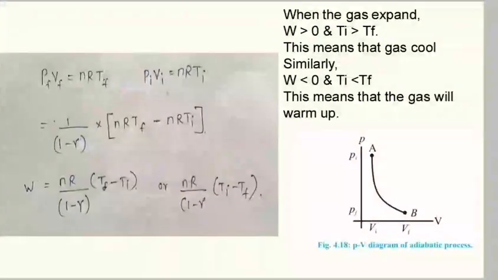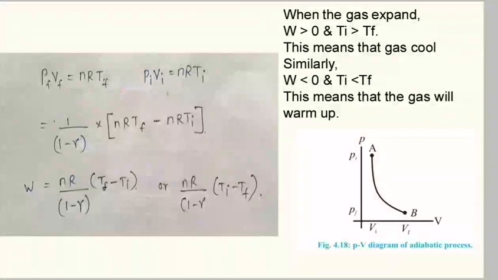Now next, Pf Vf is equal to nRTf, and Pi Vi is equal to nRTi. This is again the ideal gas equation. So you can substitute for Pf Vf as nRTf minus nRTi. So you will get nR, which is again constant, upon 1 minus gamma times (Tf minus Ti), or nR over 1 minus gamma times (Ti minus Tf). Now this second equation should be negative, meaning minus nR over 1 minus gamma into (Ti minus Tf). I am going to write this equation again in the next slide.